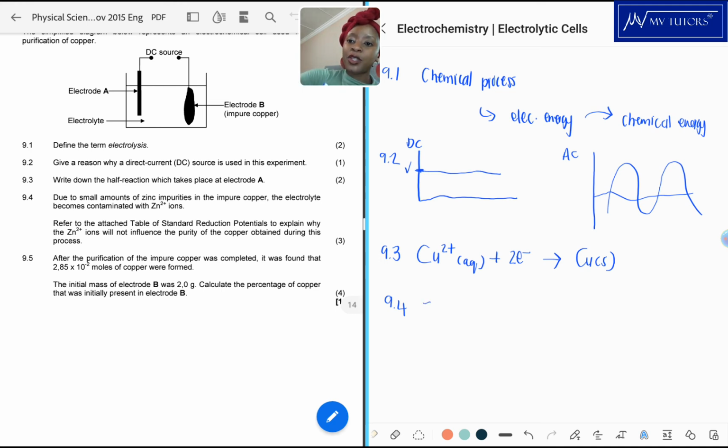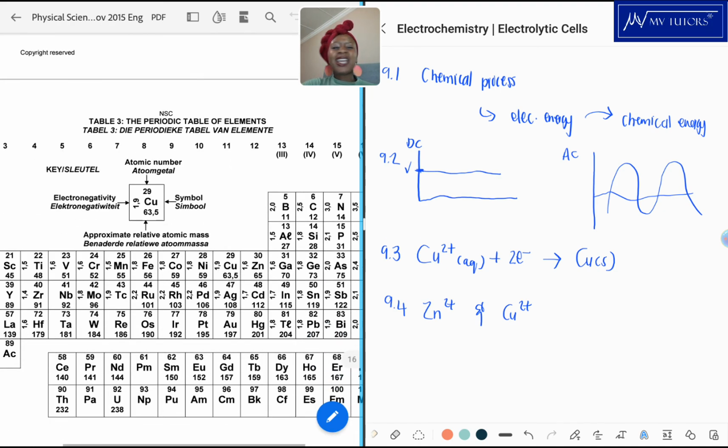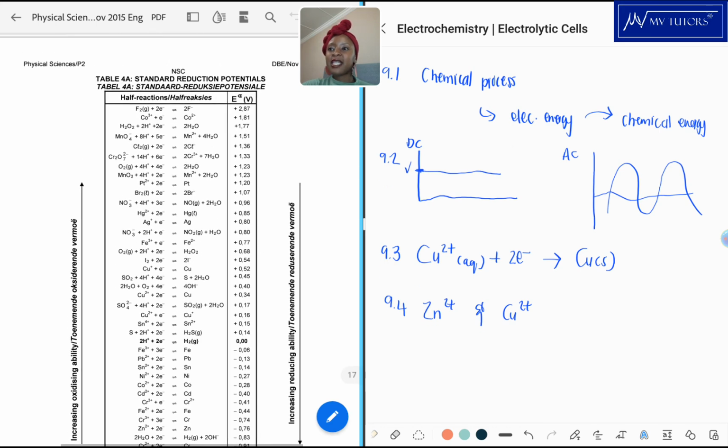So what do you have now? You have zinc 2+ and copper 2+, and you want to know which one will win, which one will actually attach itself to the cathode. Is it going to be zinc? Is it going to be copper? You're going to use your table of standard reduction potentials to figure that out. It says, refer to the attached table of standard reduction potentials to explain why zinc 2+ ions will not influence the purity of the copper obtained during this process. We can be confident that it will not affect its purity.